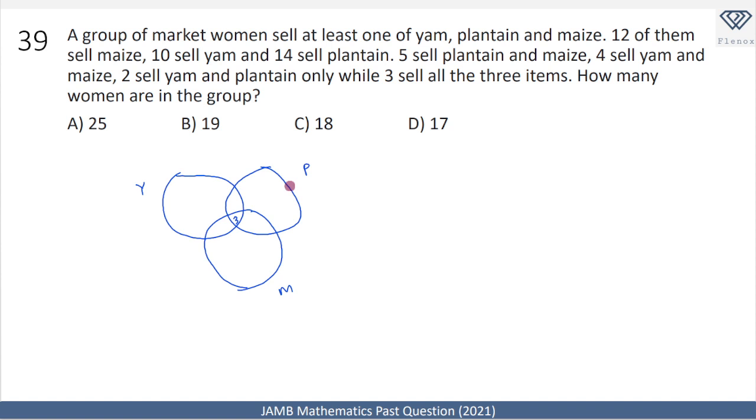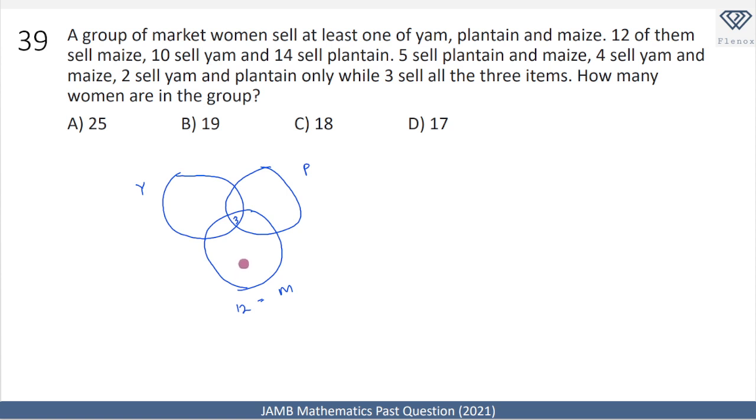Now I know that 12 of them sell maize, which is the 12 over here. But these 12 selling maize will include all of them that sell maize, plus all of them that sell maize and plantain, plus all of them that sell maize and yam, plus all of them that sell all 3. That is why I've put the 12 outside and not inside here, because I wanted to just represent those that sell maize only.